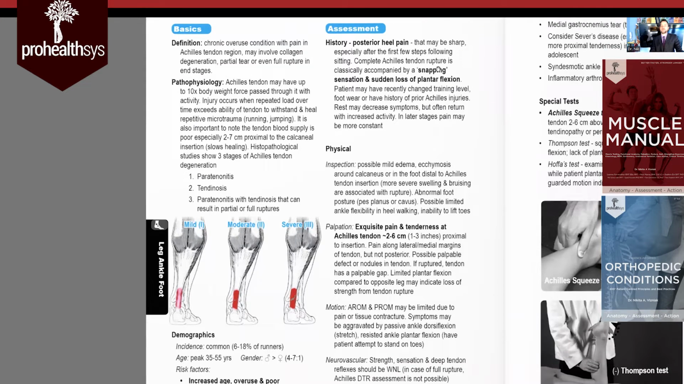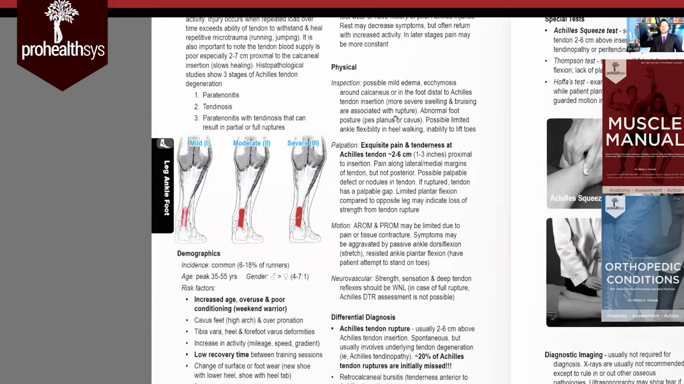Inspection, possible mild edema and ecchymosis around the calcaneus. Usually not. If it is, the person's probably rubbing it, or it's probably more advanced in its progression. We can also see possible limited ankle flexion, especially with heel walking, inability to lift their toes up.